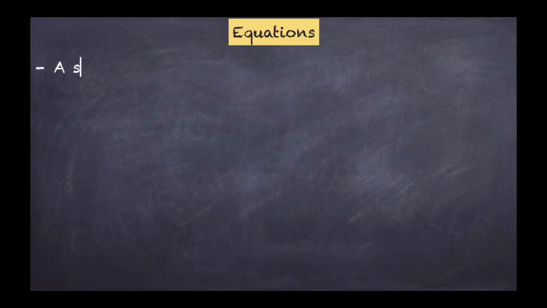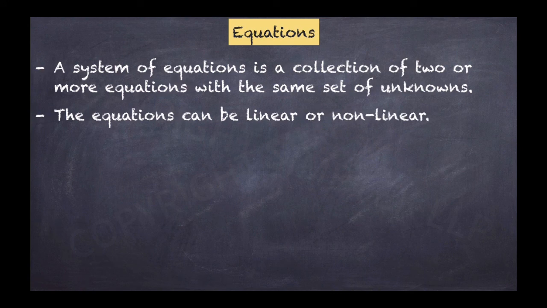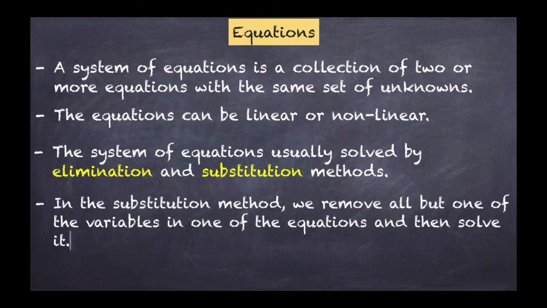A system of equations is a collection of two or more equations with the same set of unknowns. The equations can be linear or nonlinear. The system of equations is usually solved by elimination and substitution methods. In the substitution method, we remove all but one of the variables in one of the equations and then solve it. Let's see with a real-world problem.